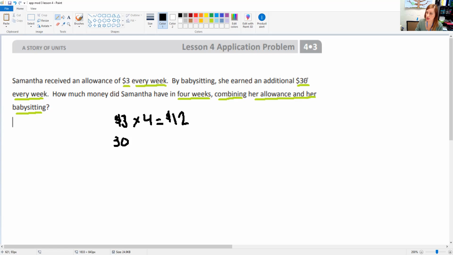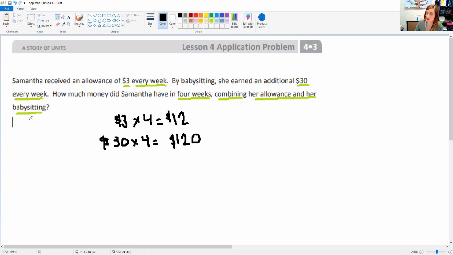What about, she earned an additional $30 every week. So we still need to do it in 4 weeks though, because this is just 1 week, the $30 from babysitting. So if she did that times 4 weeks, you could either add 30, 30, 30, 30, or 4 times 3 is 12, and then add in my 0. So $120 for the 4 weeks of babysitting.